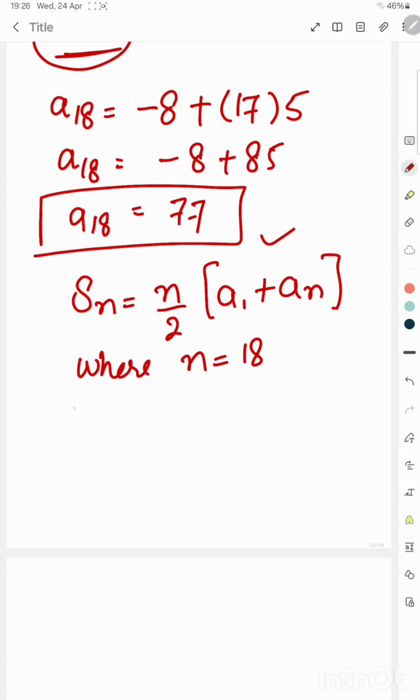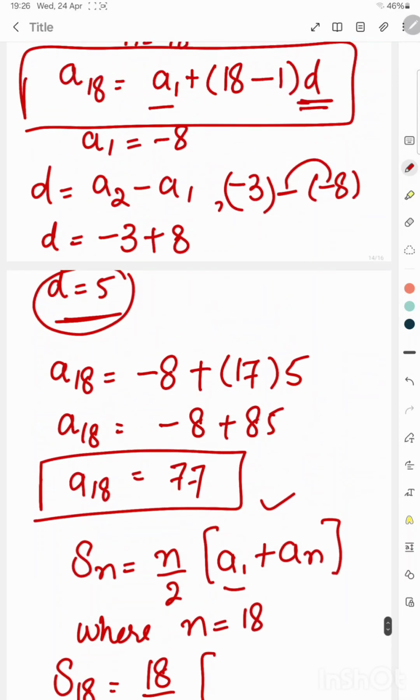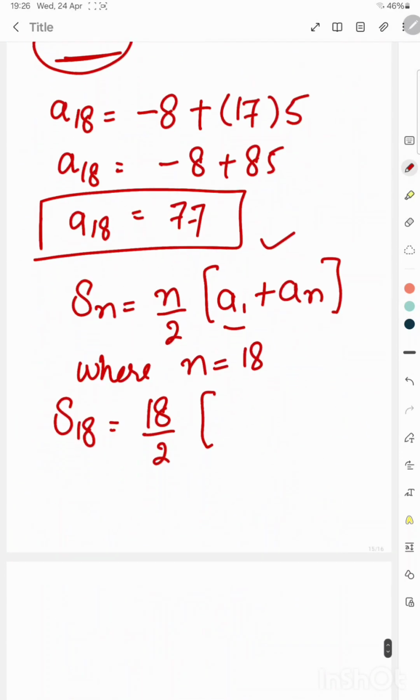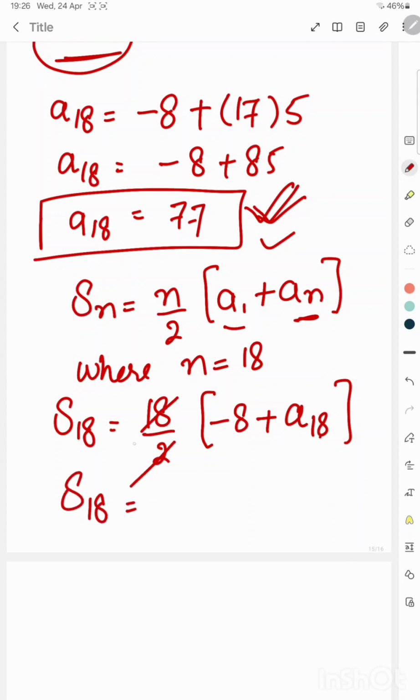So here we will put n is equal to 18, so 18 by 2, and the first term, as you can see from the sequence, is minus 8, so put minus 8 here. The last term, which we found, is a18, which is equal to 77. So here I will put 9 times (minus 8 plus 77).